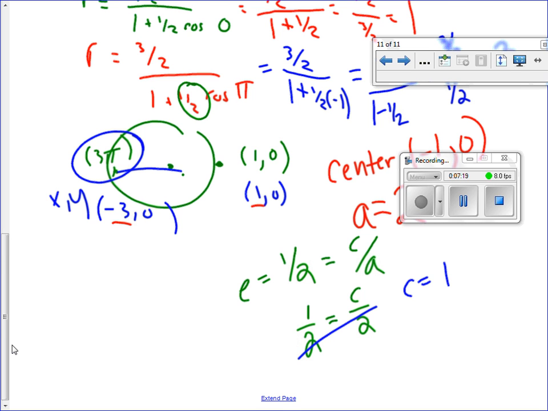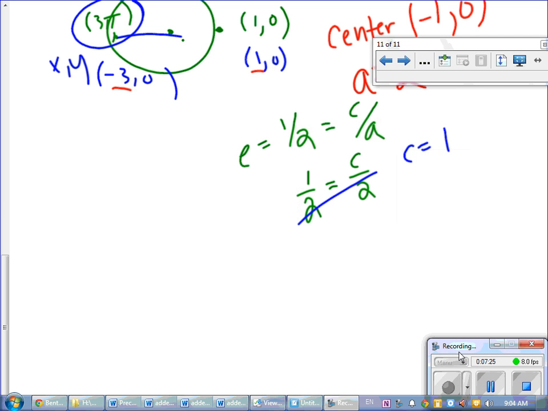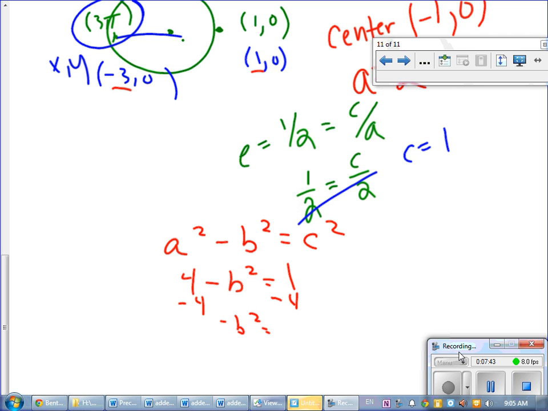And then I can find B because in an ellipse, the formula is a squared minus b squared equals c squared. I just figured out that A is 2, and I figured out that C is 1. So B is the square root of 3.